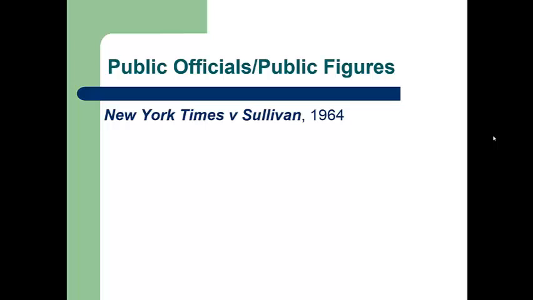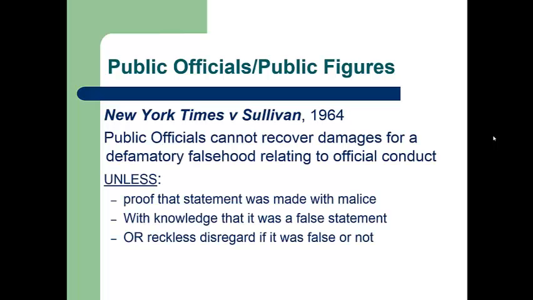Now, the question becomes who is protected in what they say and in what they do. You have a couple of cases here dealing with public officials and public figures. When can public officials and public figures, if they're fulfilling the duties of their job faithfully, be sued for libel or slander? The courts have ruled on who public officials are. The New York Times versus Sullivan case says that public officials cannot recover damages for defamatory falsehood relating to their official conduct unless there is proof that the statement was made with malice, with knowledge that it was false, or with reckless disregard of whether it was false or not.